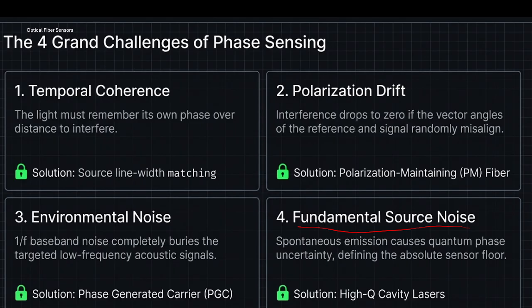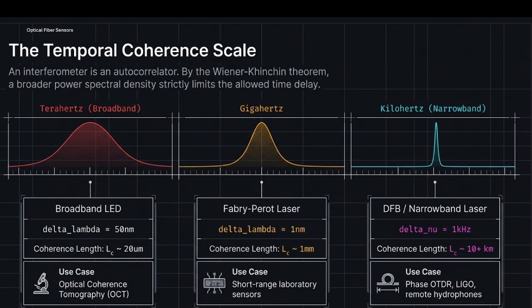Then we discuss the fundamental source noise, where high Q cavity lasers can be used to reduce the spontaneous emission, which is ruining the detection system because of the uncertainty of the phase of spontaneous emission. So high Q cavity lasers can be used to avoid such an effect.